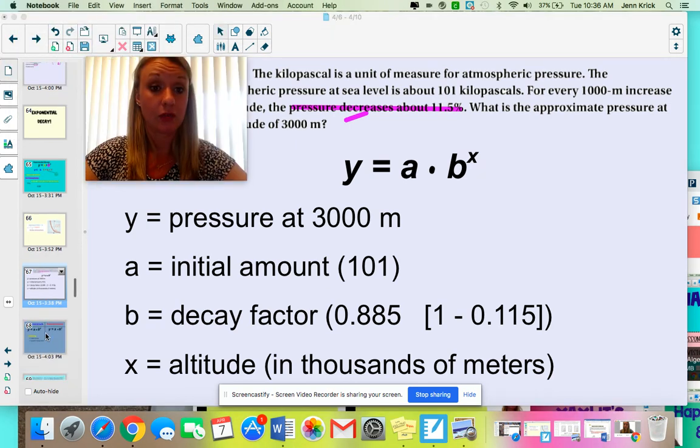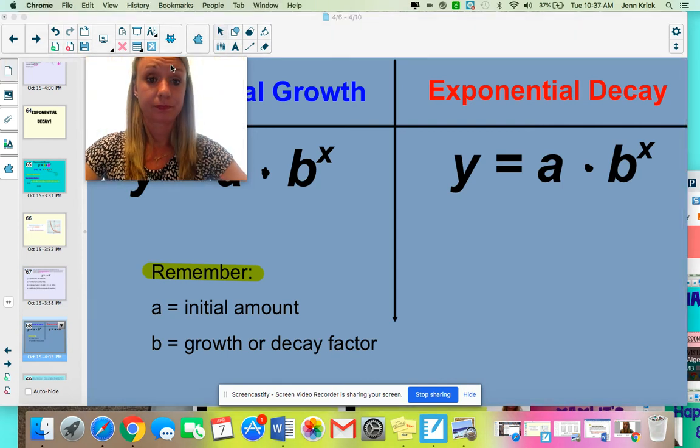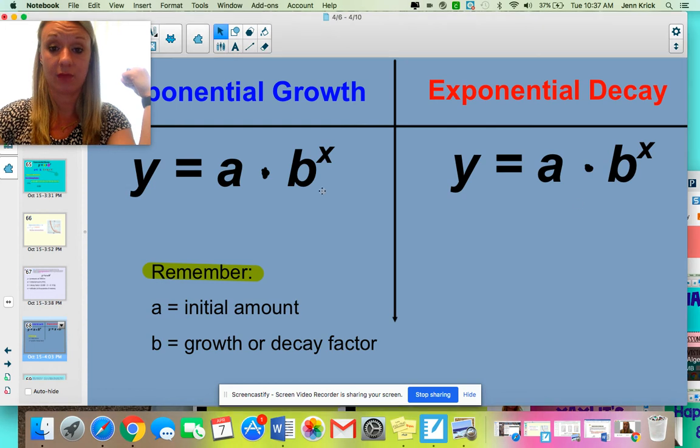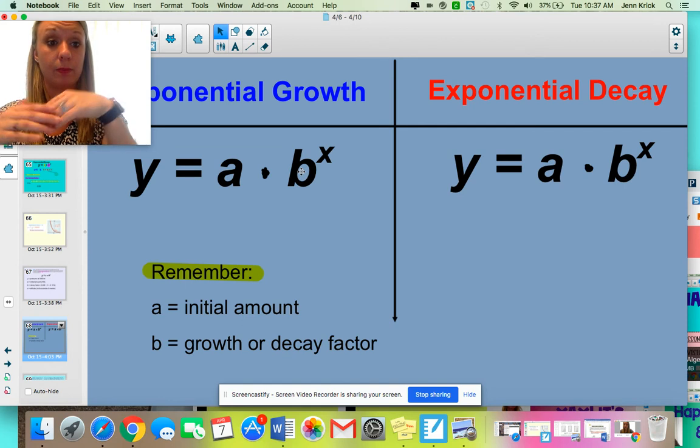Just to recap for you, exponential growth and exponential decay still use the same format of equation. A is always your initial amount. B is going to be your growth or your decay factor. If it's growth, b will be larger than 1. If it's decay, b will be less than 1. And that's pretty much it.